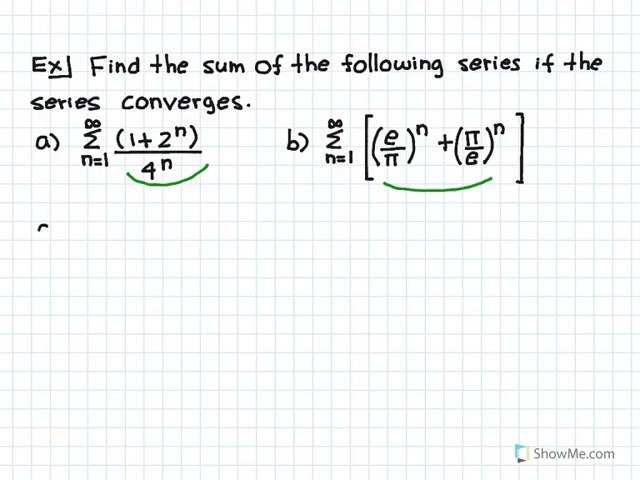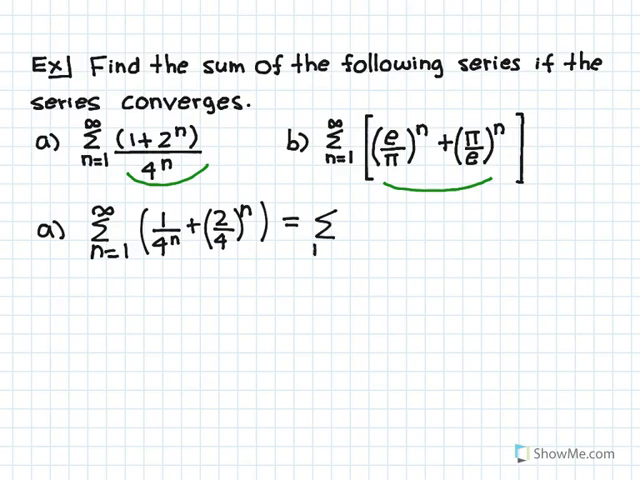Let's look at part A first. We have summation n goes from 1 to infinity, and we divide through the fraction, so we get 1 over 4 to the n, plus 2 over 4 to the power of n. Now let's split up this sum, so we get summation n equals 1 to infinity of 1 over 4 to the n, plus summation n goes from 1 to infinity of 1 over 2 to the power of n.